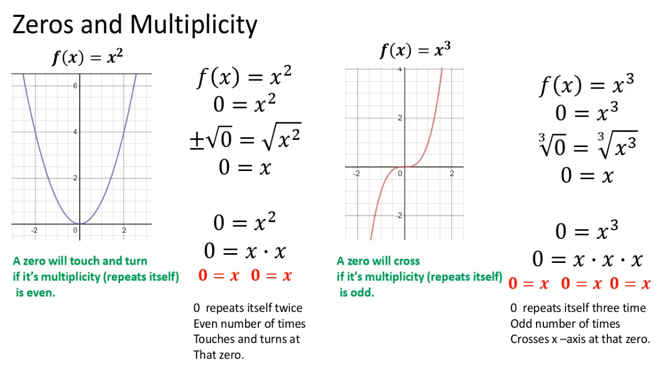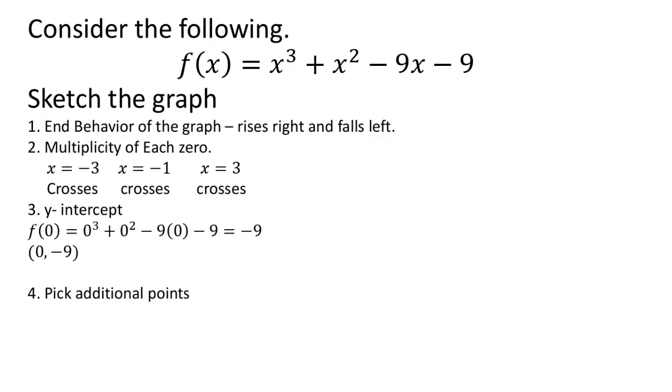All right. So again, reviewing an odd function, using our cube root property, we have x is equal to 0, so it gives us one of our zeros. And to use our zero property, we have the three zeros here, 0, 0, 0. So this repeats 3 times, so we have a multiplicity of 3. All right. So let's go back to our example.